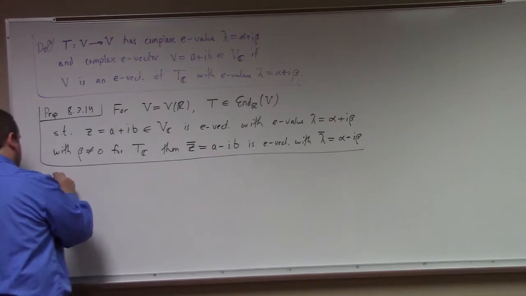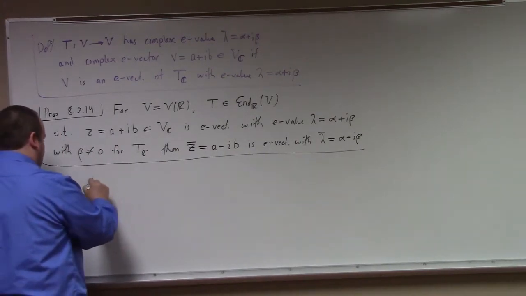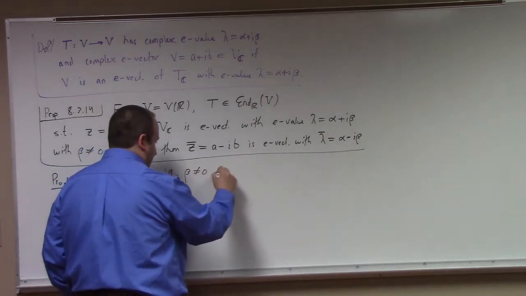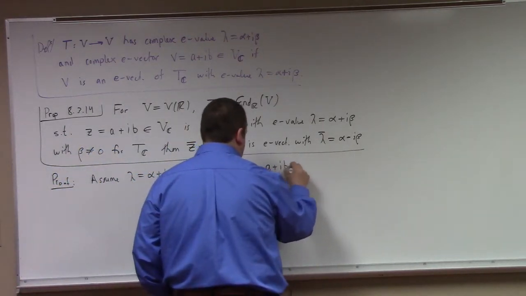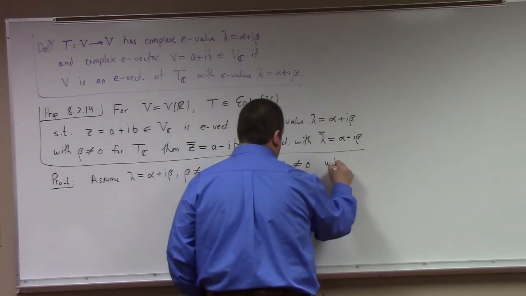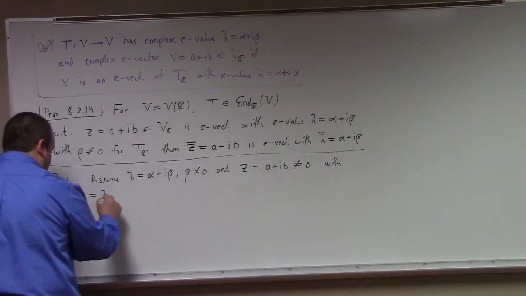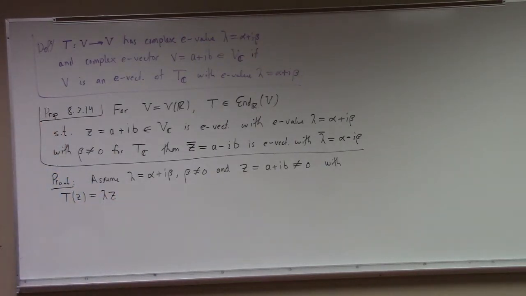Here's the proof. So we're assuming, what are we assuming? Lambda is equal to alpha plus i beta. Beta is not equal to 0. And z is equal to a plus ib, which is not equal to 0, with T of z equal to lambda z, right? Actually, that's not what we're assuming, is it? That doesn't even make sense. Can I put a complex vector into the real transformation T? No, I cannot. So what I should have written there is T sub C. It's the complexification's eigenvector.